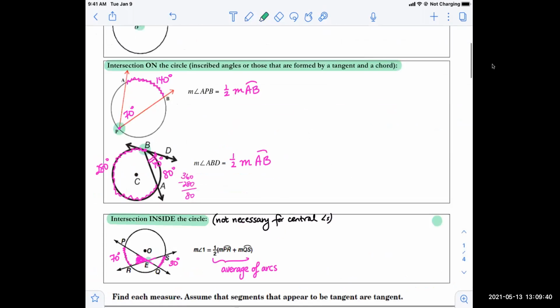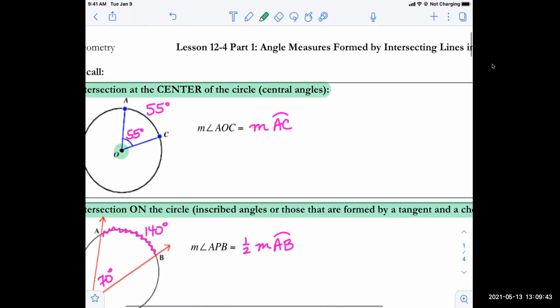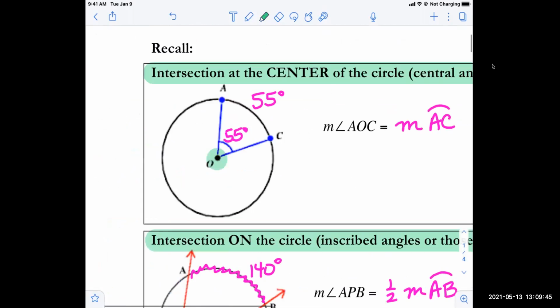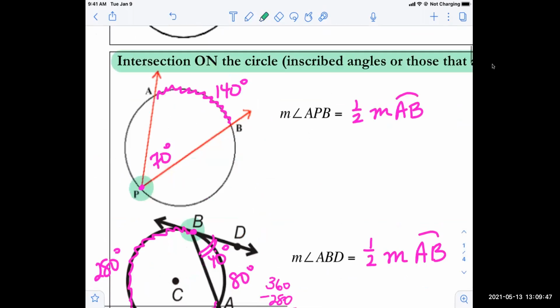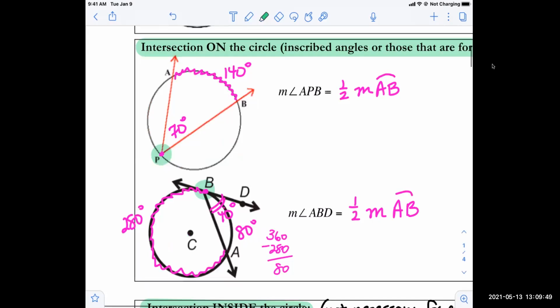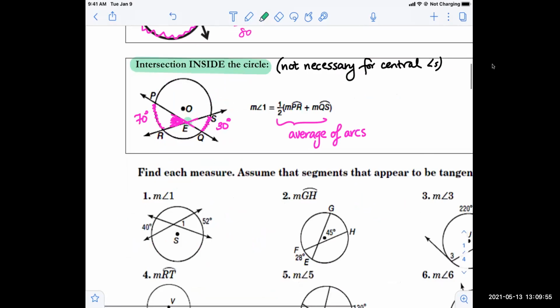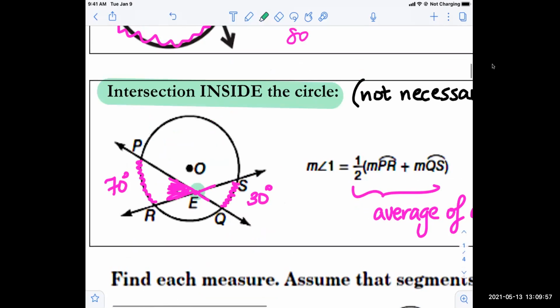Okay, so we've got 3 different situations right here. We've got central angle, arc and angle are the same. We've got the intersection on the circle, the vertex on the circle. You'll be doing half of the arc to get the angle, or doubling the angle to get the arc. And then we've got ones where the two things, whether two secants or two chords, whatever they are, if they're intersecting inside but not at the center, you have to average the two arcs to get the angle measure.